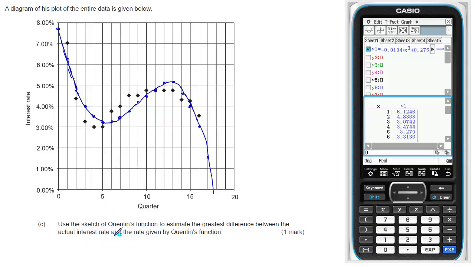Use the sketch of Quentin's function to estimate the greatest difference between the actual interest rate and the rate given by Quentin's function. So remember, the actual rate are the points and the function is the blue curve. Now there looks to be a fairly big difference here, but I think the biggest is this one over here at time period 1. And we can see the actual rate there is at 7, and we go to our calculator and we've got 6.1. So we'll say it's 0.9%.